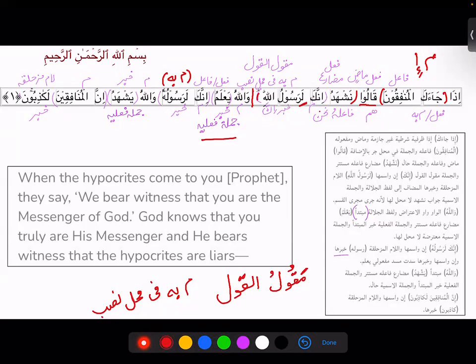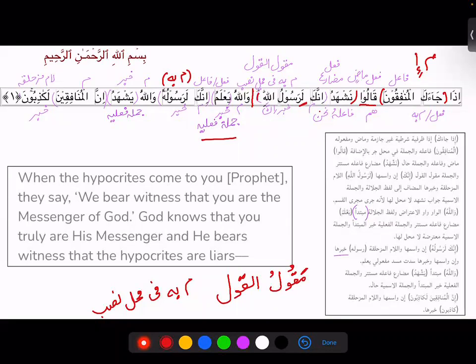la is lamul muzahlaka, lam of emphasis, yes. And then khabar of ismu inna. Kazibuna is a khabar of inna. Very good.